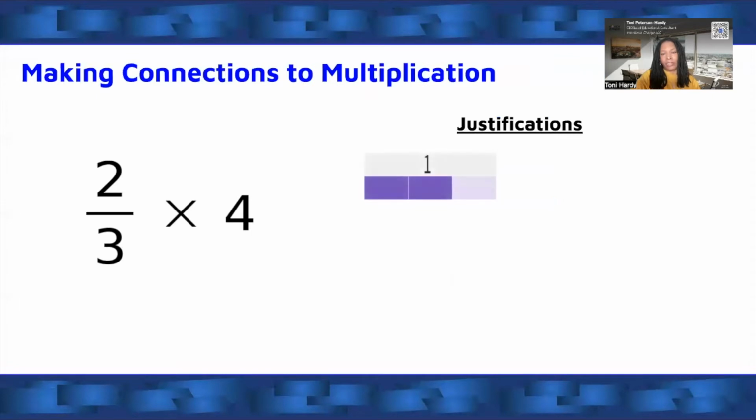And so here's my justification. I'm going to focus on the whole first. What do I know? How does this affect my whole? Well, if I'm looking at 2/3 of 1, this is what I get, 2/3. 2/3 of 2 is 2/3 more. 2/3 of 3 is 2/3 more.